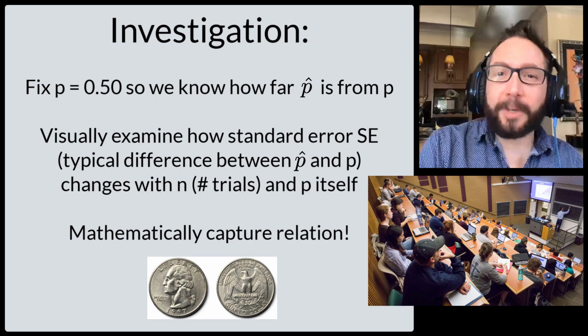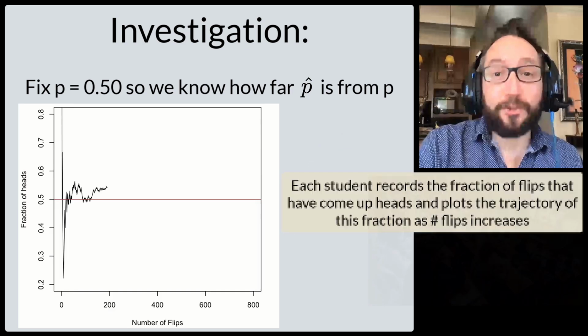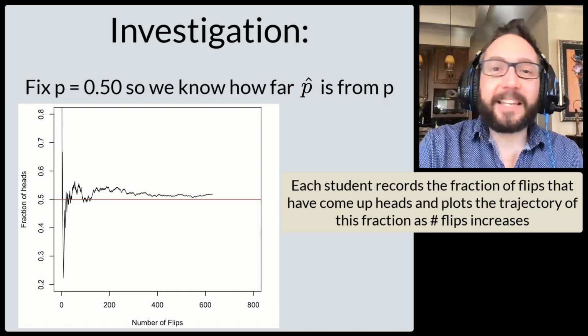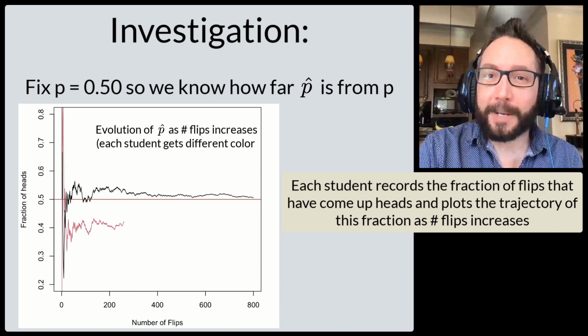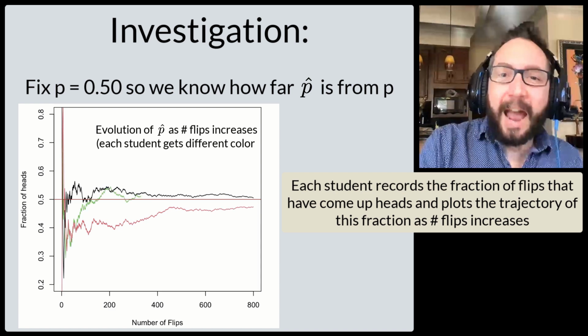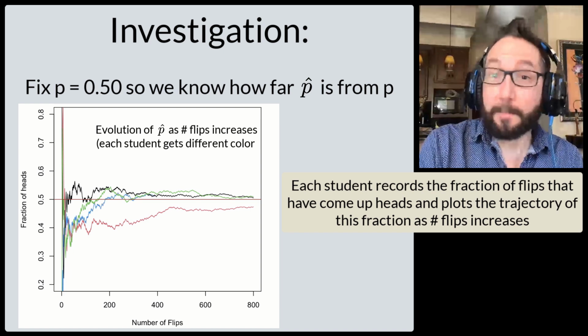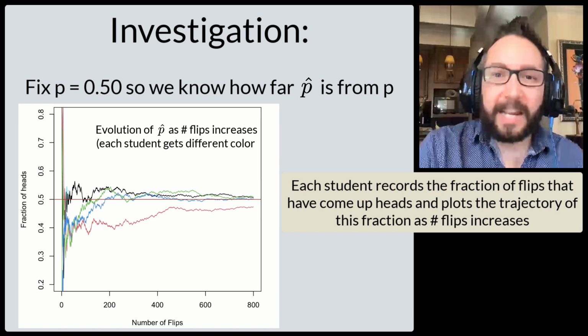So specifically, what we're going to ask these intro stat students to do is to keep track of the fraction of flips that have come up heads as they increase the number of flips in their experiment out through, let's say, 800 total coin flips. So if we have each of those students plot the trajectory of the fraction of flips that have come up heads so far, here's what stands out.